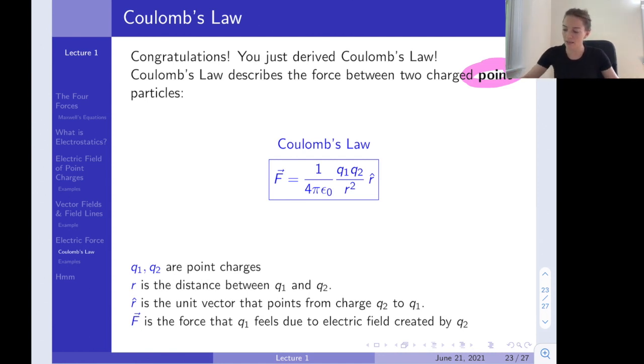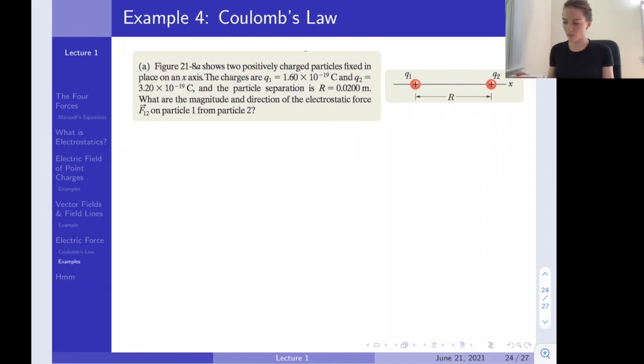And all it's saying here is we have the 1 over 4 pi epsilon naught. We have our charge 1 and our charge 2, the distance between those two charges, and then r hat is just the unit vector that points from charge 2 to charge 1, from the charge that is creating the electric field to the charge that is feeling the force. Okay, so let's do an example with that now.